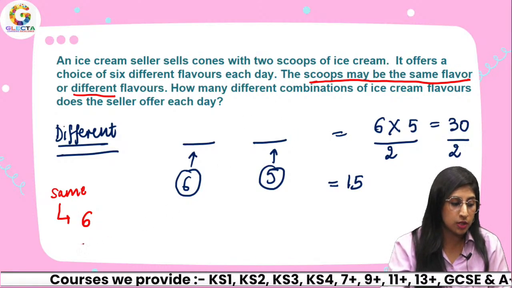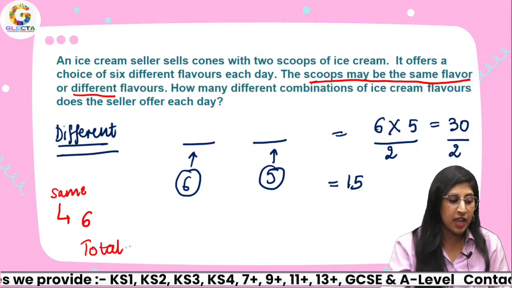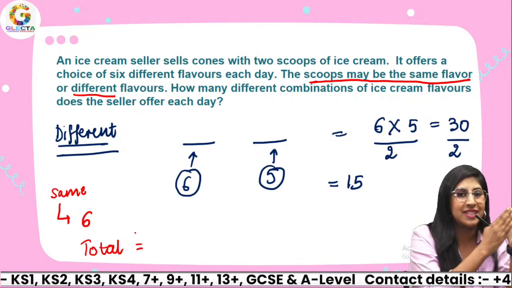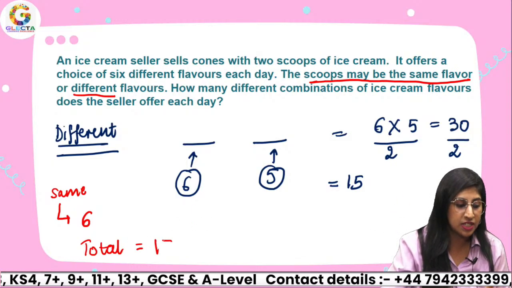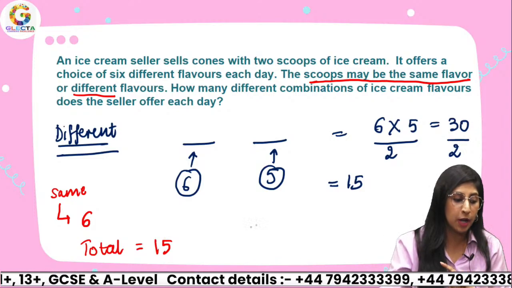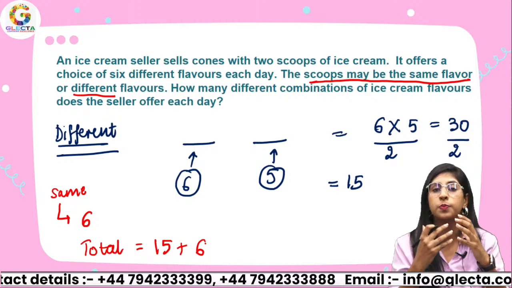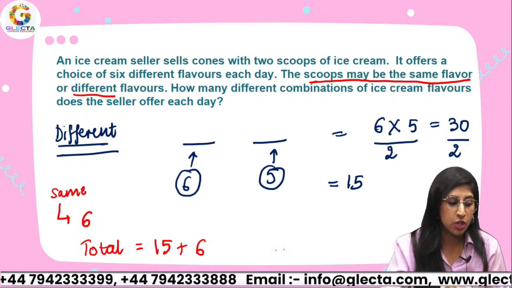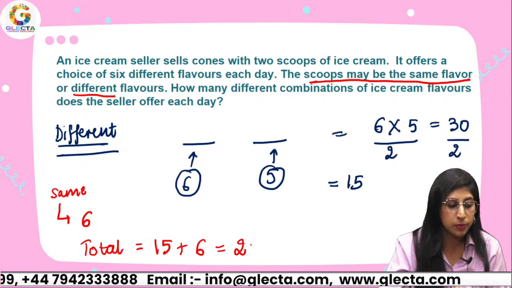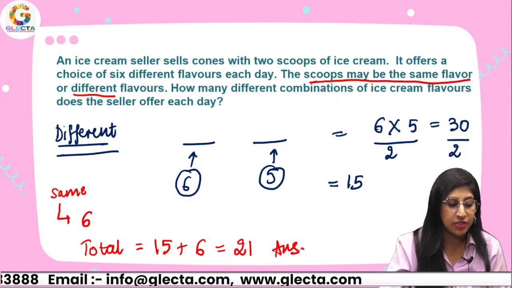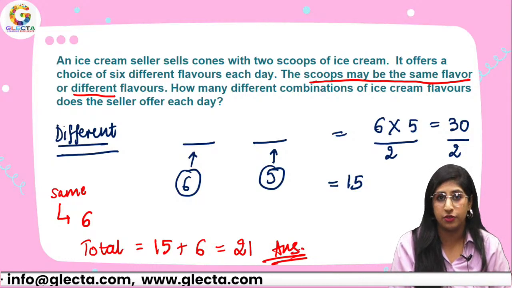So in total, if I calculate different and same, I had 15 different flavors plus 6 for when both the scoops are the same flavored. So the total comes out to be 21, and this would be considered as the answer.